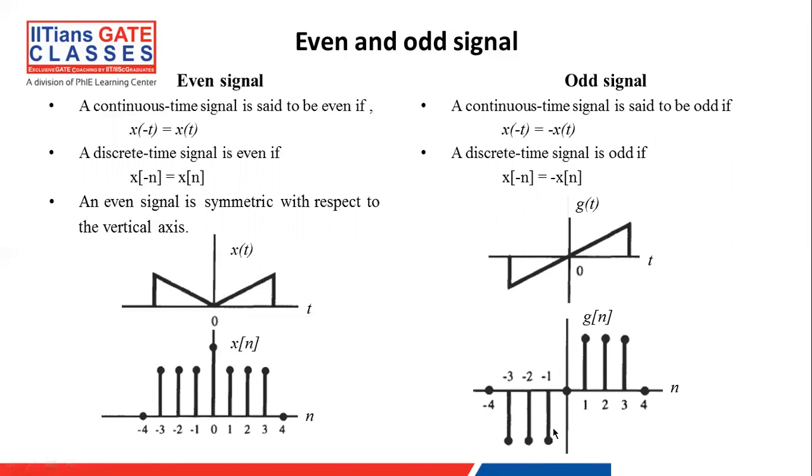Now one more example is the sine. Sine is an odd function because when you put minus t, it will be minus sine omega t, but cos is an even signal.